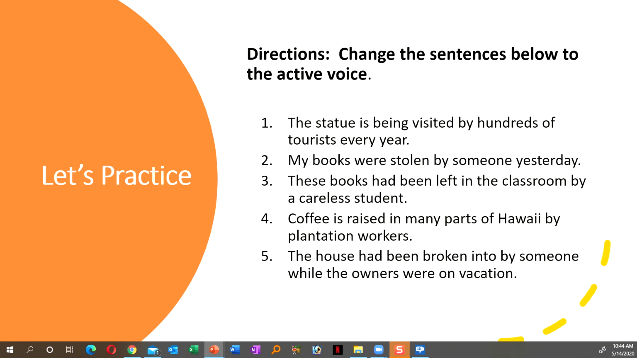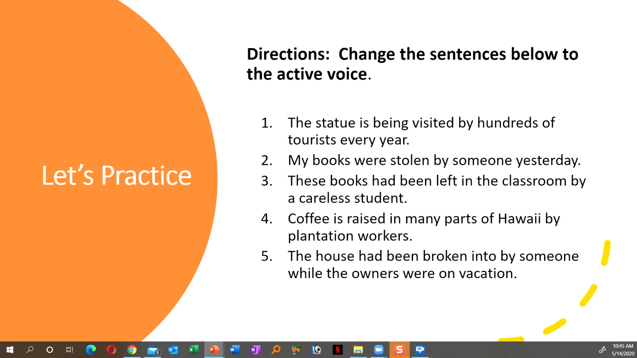Is it still a good sentence? Yes. Is it still active? Yes. So this is an adverb that is defining stolen, right? You can take this away. So you could say, yesterday someone stole my books, someone yesterday stole my books, or someone stole my books yesterday. So all of this is correct. This is adverb.